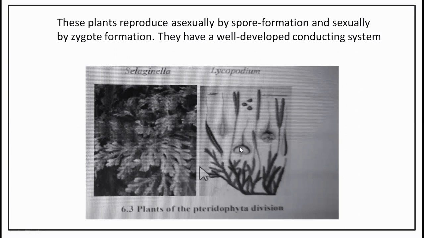Here you have to see Lycopodium. This is another example of Pteridophyta. These plants show sexual reproduction. Here is the zygote formation, and the zygote gives rise to a well-developed conducting system.